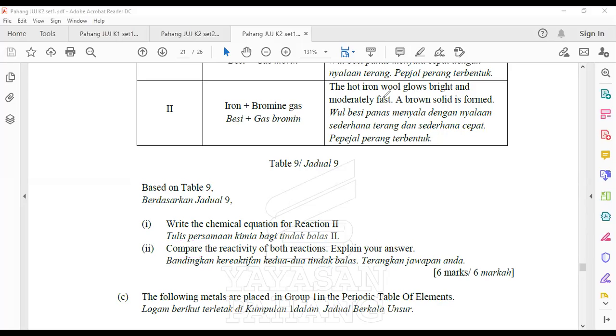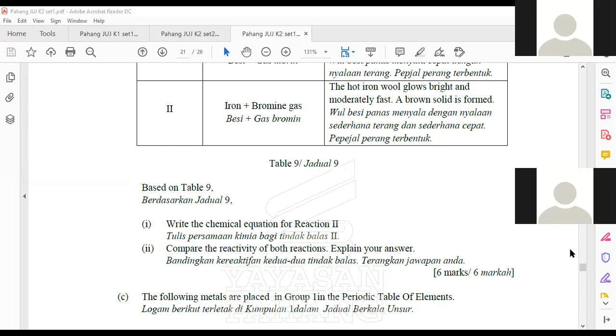Okay, what's the reason? Because they ask you to explain, what's the reason why the reactivity of reaction 1 is higher than reaction 2? We are going to relate what we have studied previously. What will be our first sentence, someone? We want to explain about the reactivity when going down the group. What is the first sentence we are going to talk about?